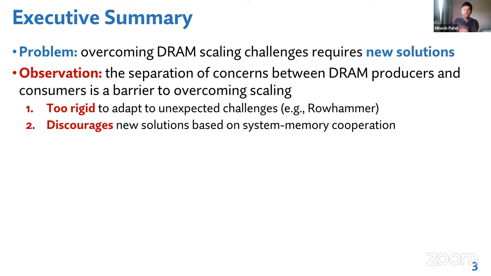First, the separation of concerns is too rigid to adapt to any unexpected challenges that might arise. A good example of that is RowHammer. Before RowHammer was observed, it was very difficult to anticipate that such a thing might occur, and we could say that the industry and the consumers weren't necessarily prepared for it. Second, the separation of concerns also discourages any new solutions that are based on cooperation between DRAM producers and consumers, which we call system-memory cooperation.